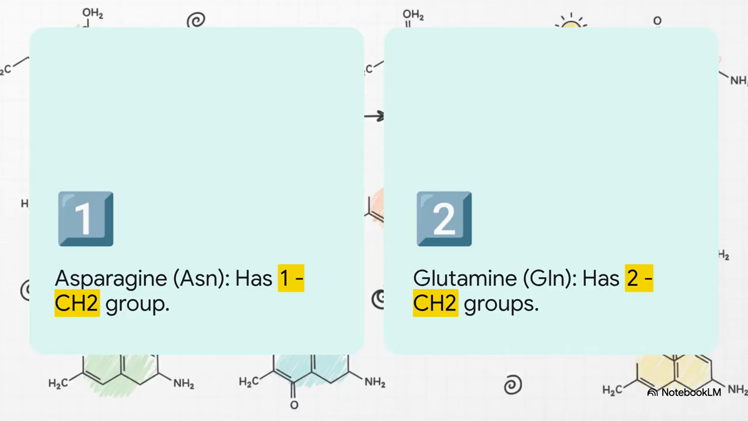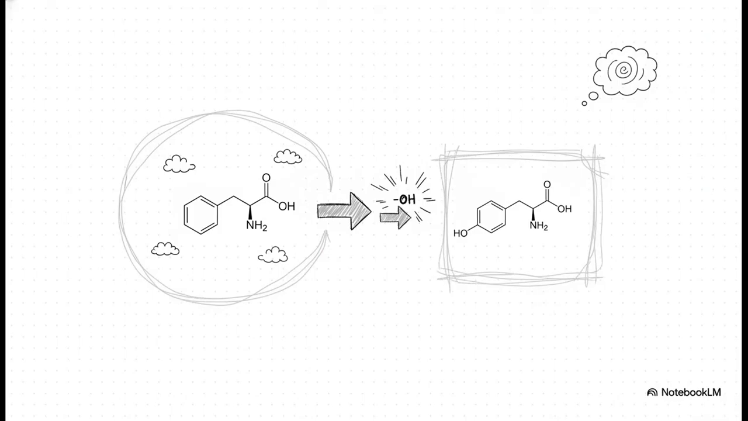And this is where it gets really cool, because this rule has a sequel. Look at asparagine and glutamine. They're the amide versions of the last two. Instead of that charged acid group, they have a neutral nitrogen group. But the +1 carbon trick works here too. Asparagine has one CH2, add another one, you get glutamine. It's the same pattern, just repeated. It's beautiful, really.